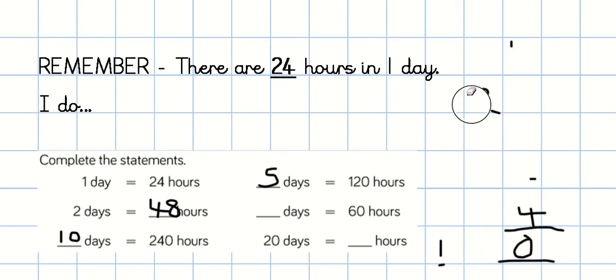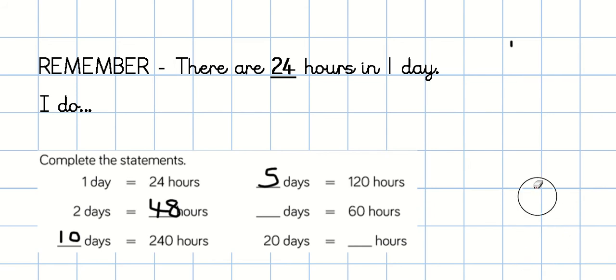For the next one, how many days equals 60 hours? Well, again, if we use the same principle here, half of 240 is 120, half of 120 is 60. So what's half of 5? Half of 5 is 2 and a half.